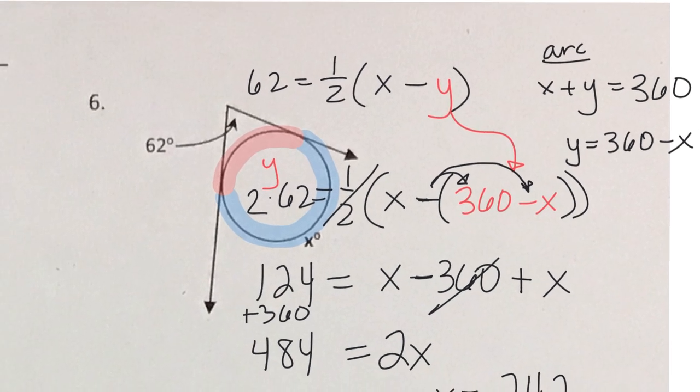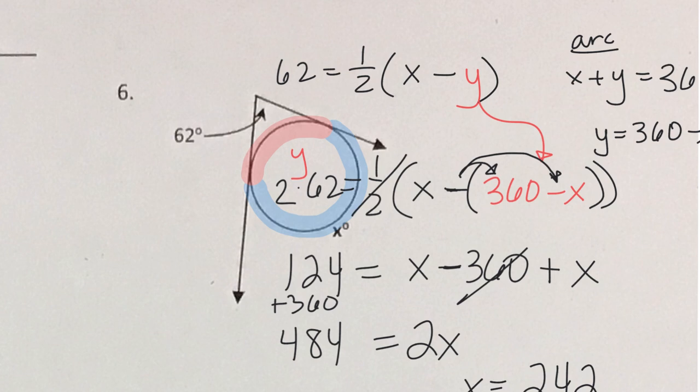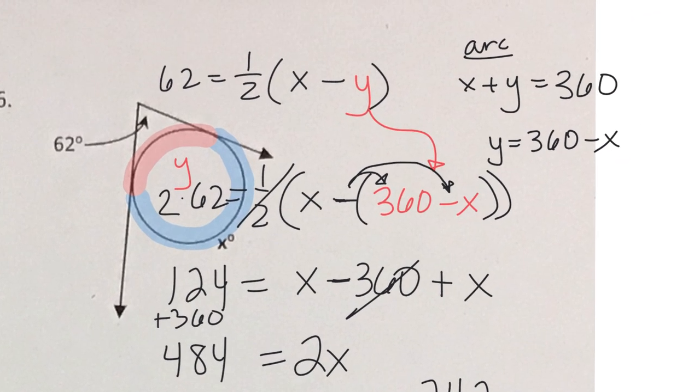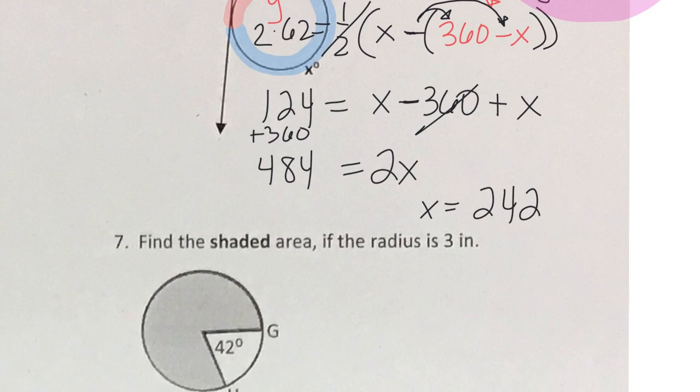Okay? So in these problems where you're only given one of the two things that you need, you create a second relationship based upon your arcs so you can solve and substitute. It's a very important mathematical idea.